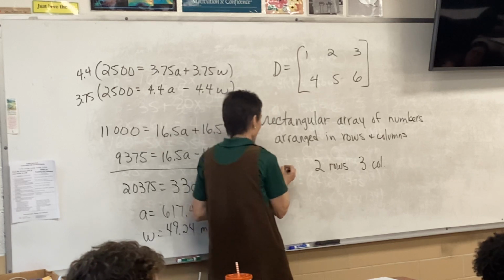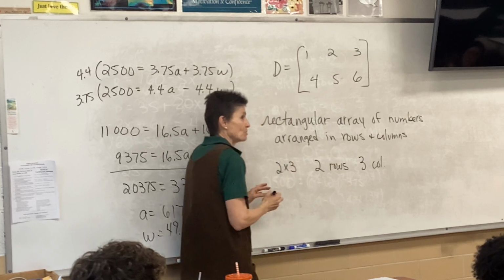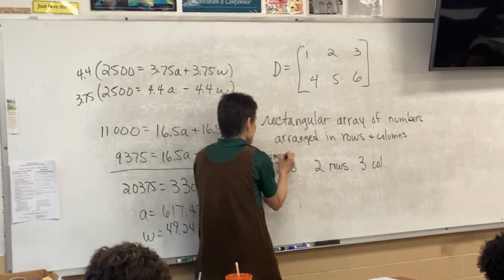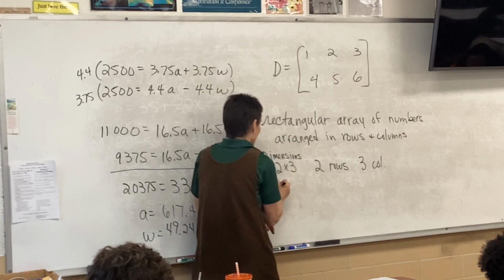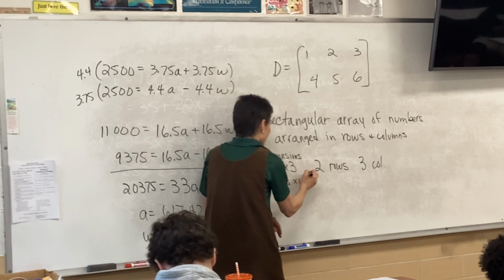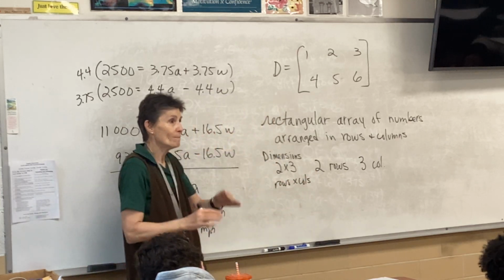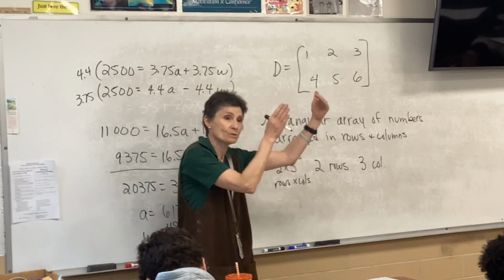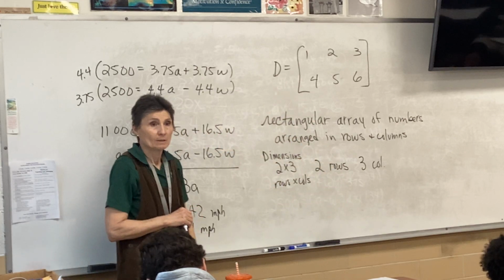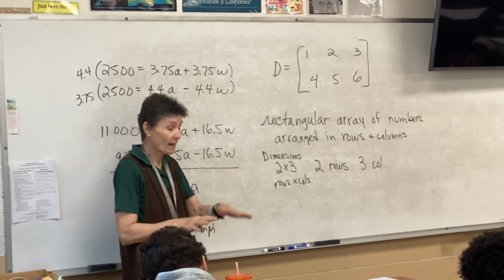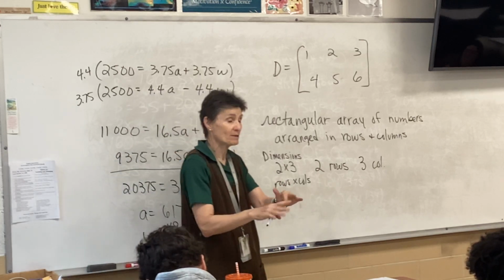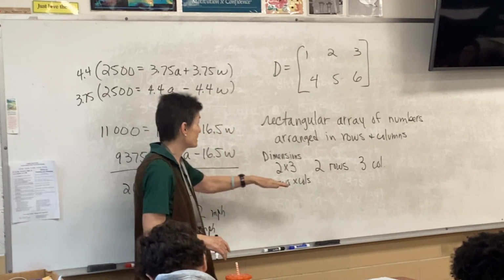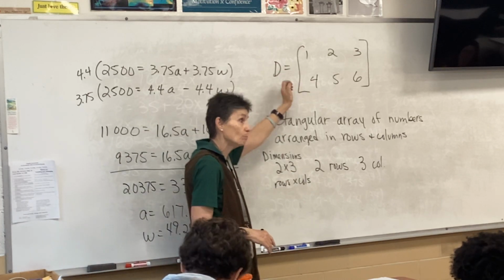Therefore, it is called a 2x3 matrix. These are its dimensions. The dimensions of a matrix are its rows by columns. Always rows, columns. So when we say, how big is that matrix? Your calculator's going to ask you. When we start doing matrix operations, the very first question it's going to ask is, how big is it? And you're going to tell it, it's this one, 2x3.